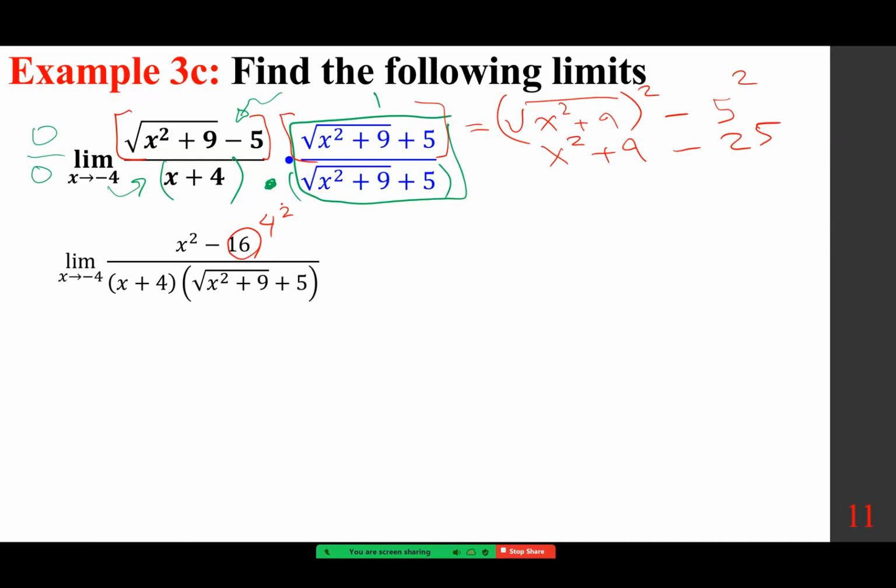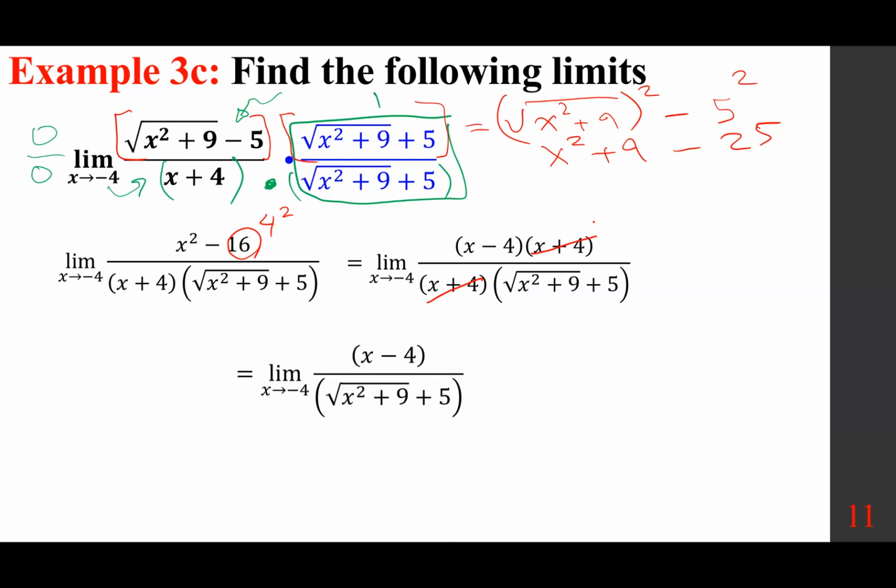This is x squared minus 16, which is x minus 4 times x plus 4. See, we were hoping to get rid of this factor, and now we could. And that's really the idea behind multiplication by the conjugate. This is what you want to achieve, and we did that.